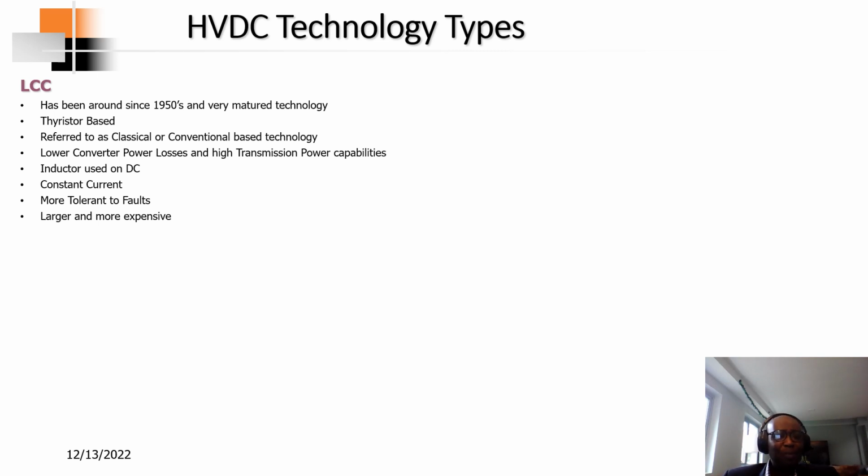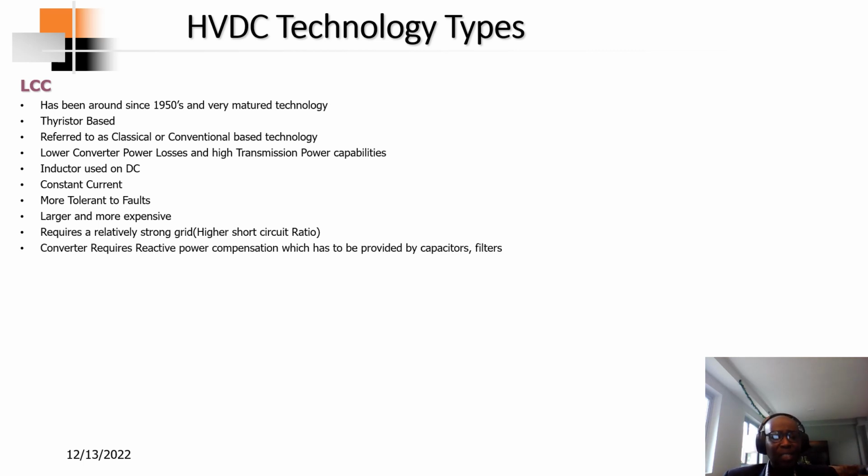On a footprint basis, it is larger when compared to the voltage source converters, because of additional equipment that is required: filters, and also reactive power compensation devices. And also it is more expensive. It requires a relatively strong grid. And what does it mean? It means that it requires a grid that has a high short circuit capability and a high short circuit ratio.